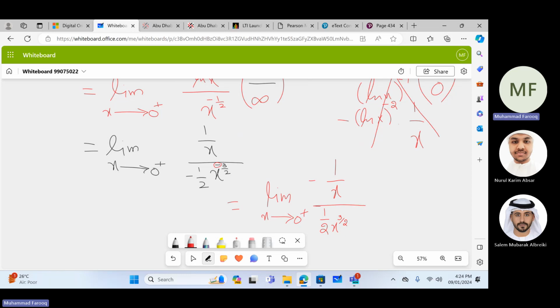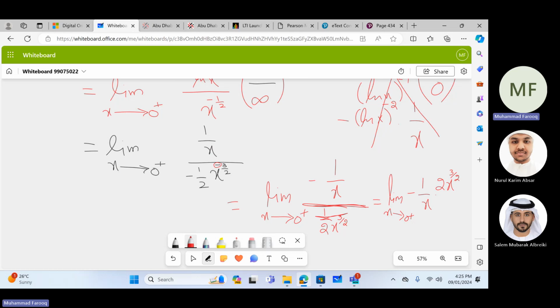Now look here: this is divide, and this is 1 over 2 times this one, so let's switch. What do you get now? The limit as x approaches 0 from the right side of -1 by x, and then this divide changes to multiply, with 2x to the power 3 over 2. Do you all understand? Yes, good.